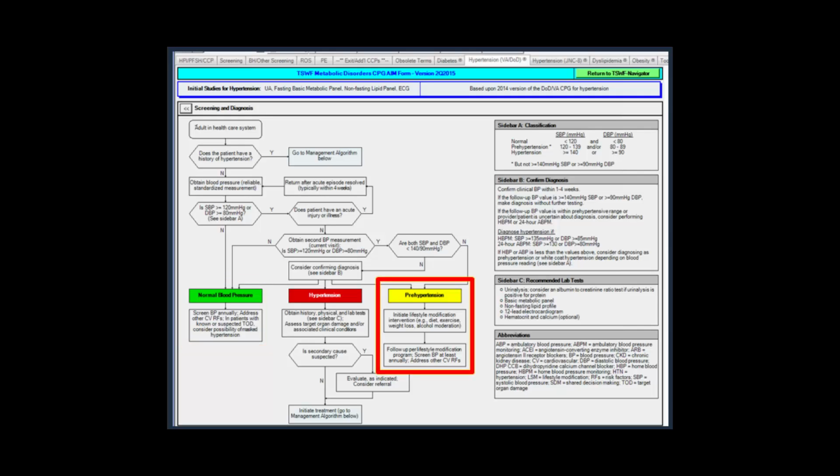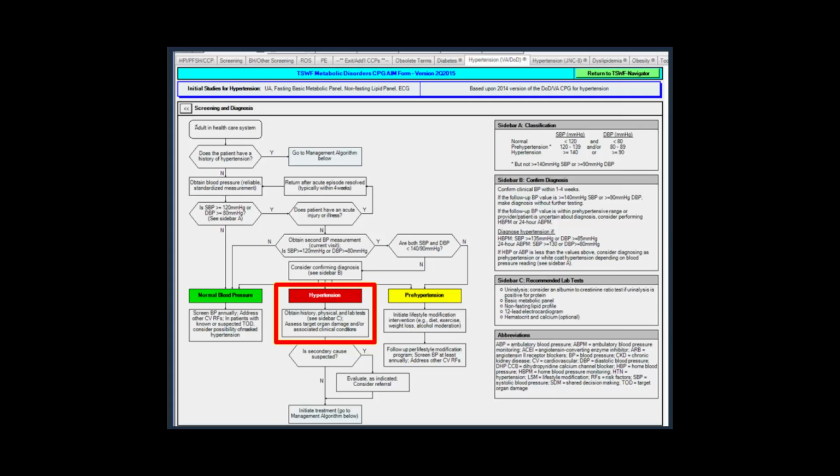If, however, either of the readings are higher than that, but it's still less than 140/90, then they fall into the pre-hypertension group. These individuals should start lifestyle modifications such as diet, exercise, and weight loss. I'll talk a little more about some of the specifics of these recommendations a little later on. Finally, if either the systolic is over 140 or the diastolic is over 90 on 2 separate occasions in the office, then the diagnosis of hypertension is appropriate.